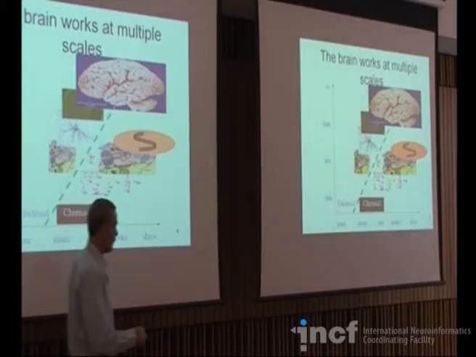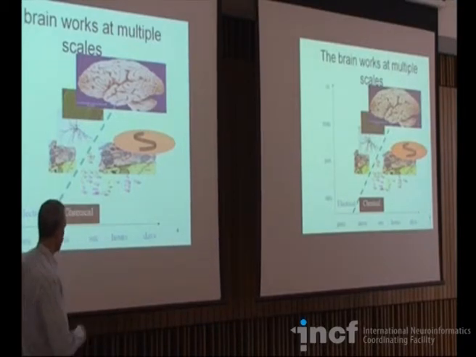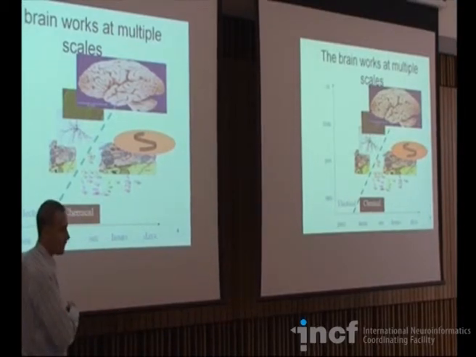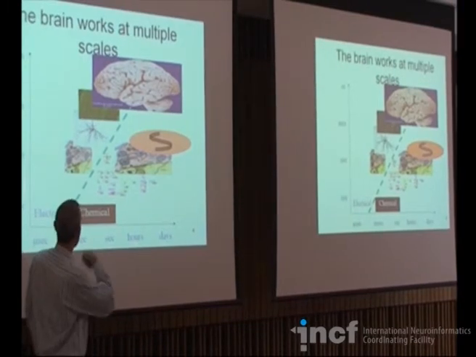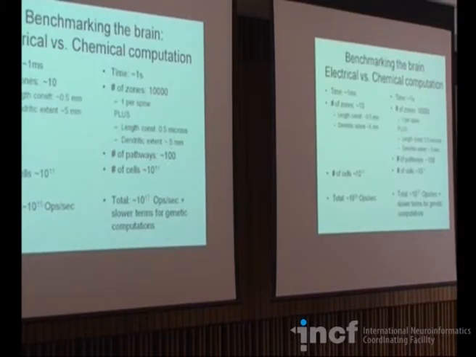Okay, so this is just to reiterate the point. The brain does its calculations at electrical and chemical levels in addition to others. The time scales range from very, very fast to quite slow. The length scales likewise range from very, very small to very, very large. And we're going to be sticking primarily to the chemical side of the picture.